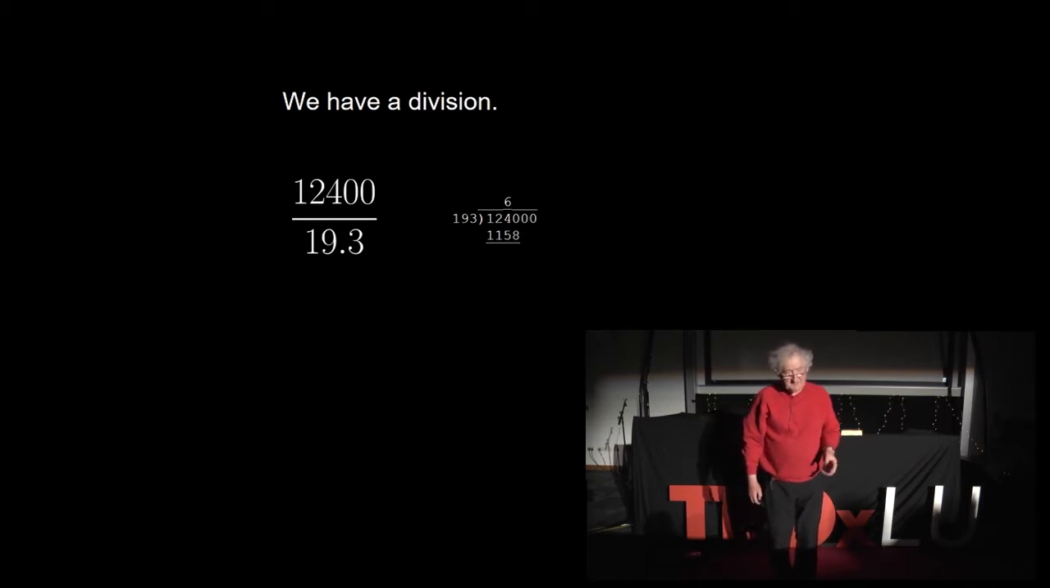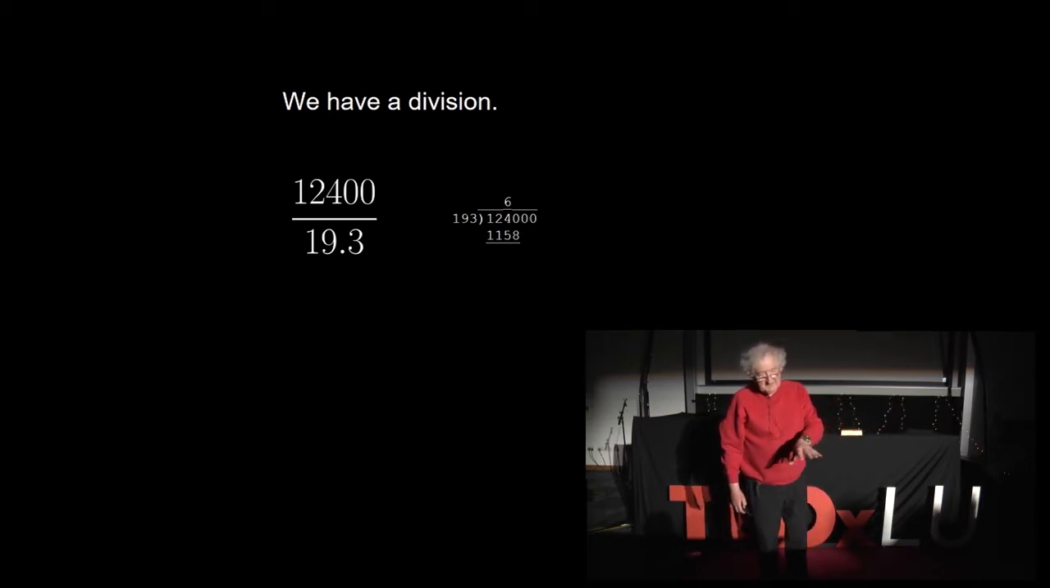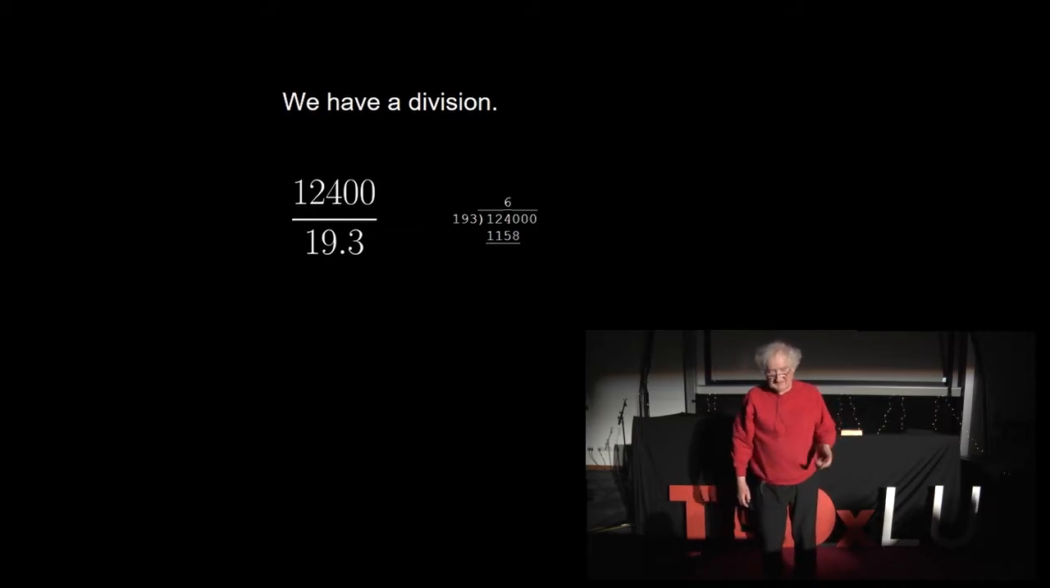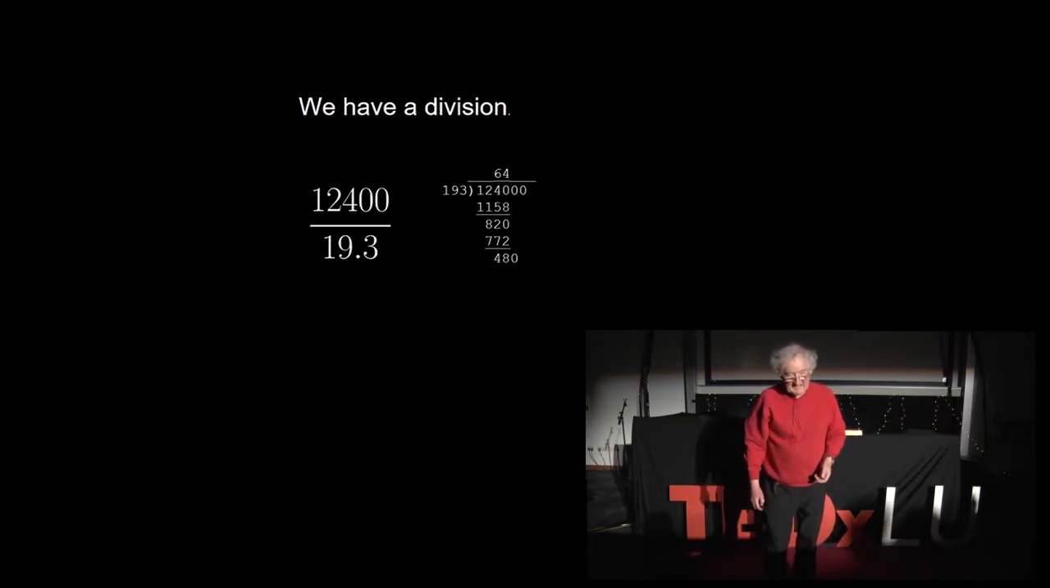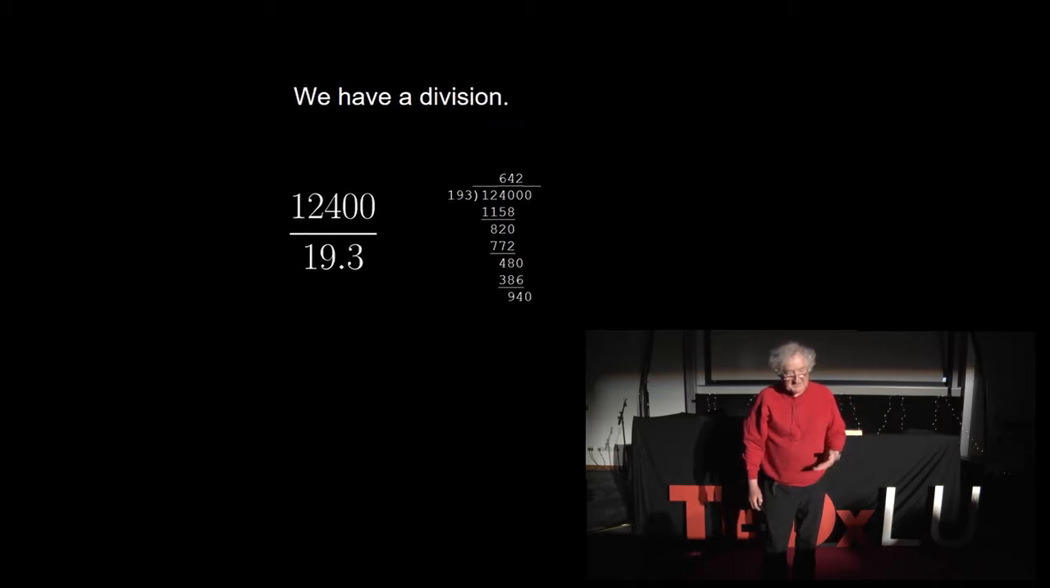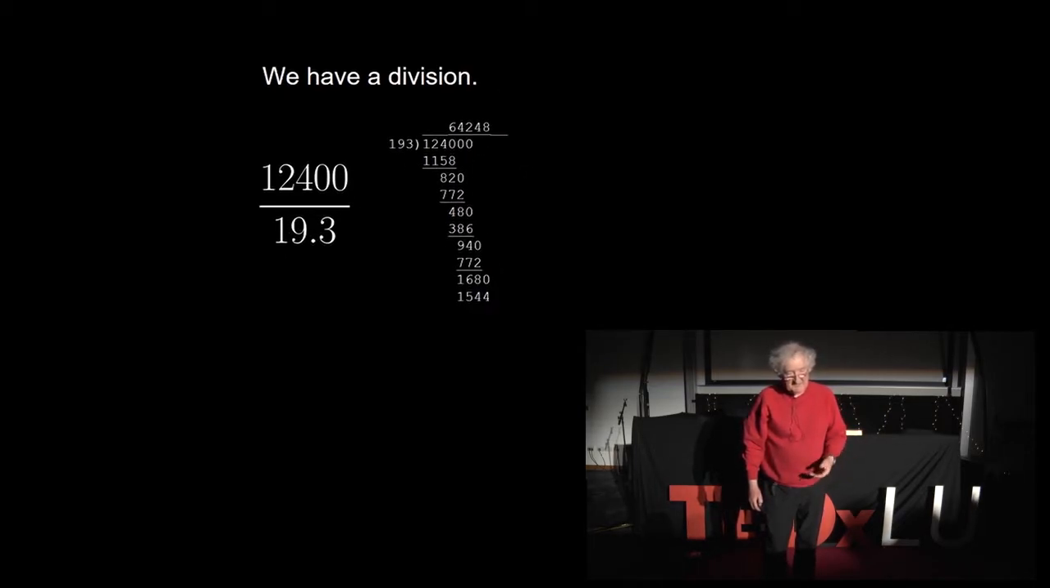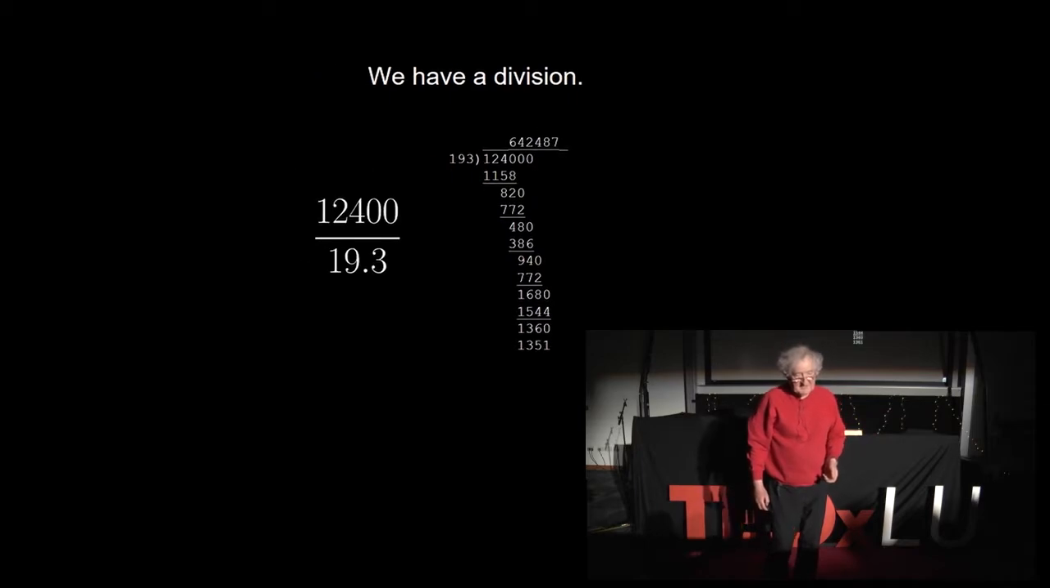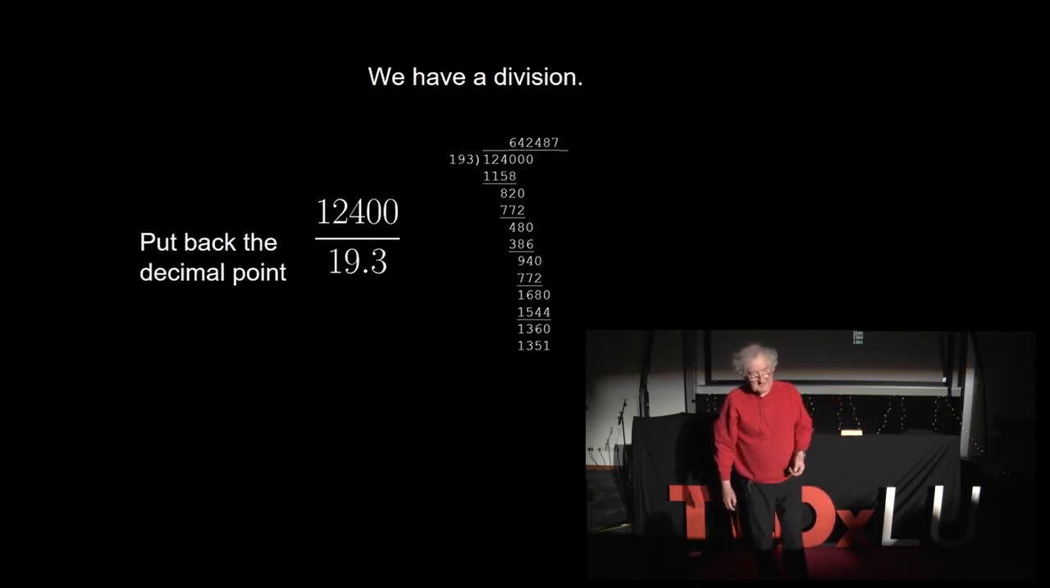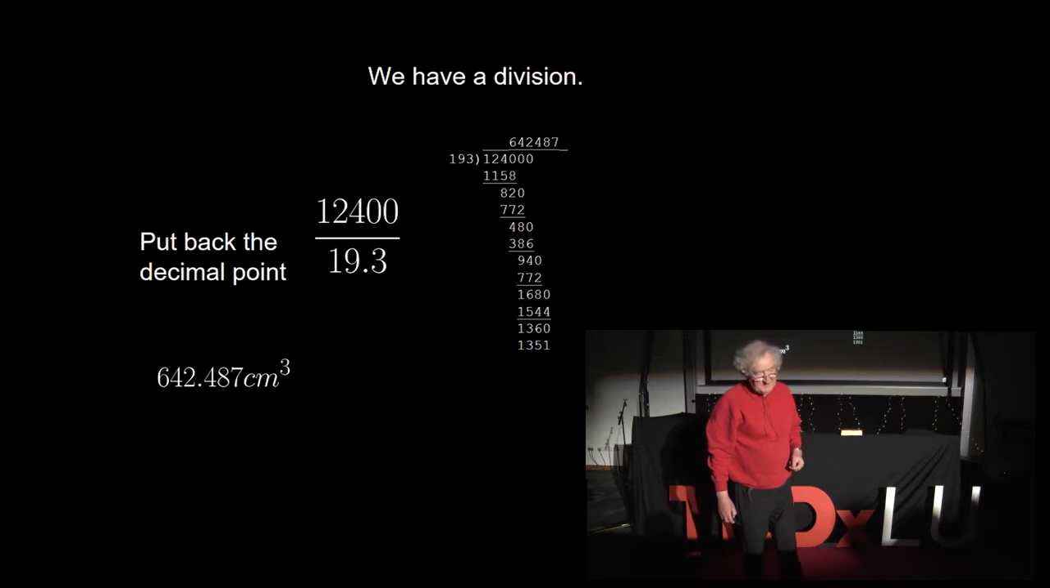You set it up, you put 193 on there, you divide that into the first number, you get that's 6, that's 1,158. Are you all familiar with this? I'm getting nods and cheers, and you go on doing this, and it would take you a bit of time, but as you got down to the bottom of it, you would find you've got the answer, and put back the decimal point, and so we've now got an answer, 642.487. It's quite hard work. You can do it in pencil and paper, but it's hard work.